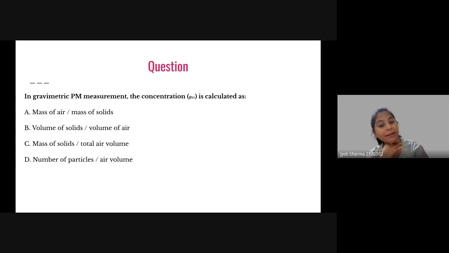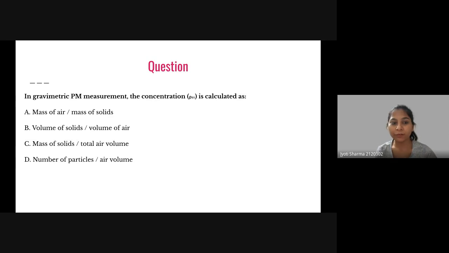Particulate matter is the mass. It is not the volume. Particle has the mass. Yeah, so C answer is the right one. Particulate matter, so this is something.